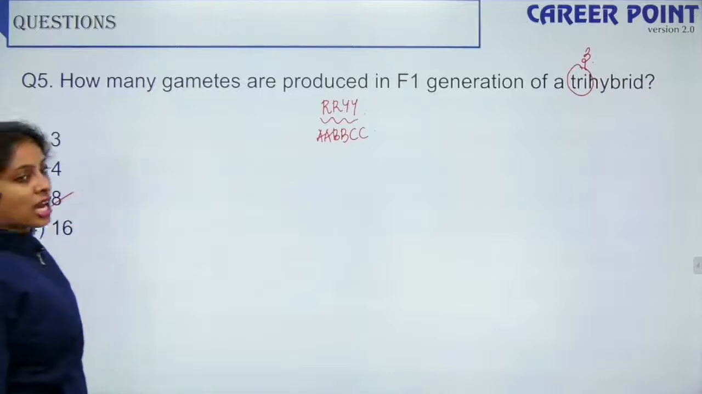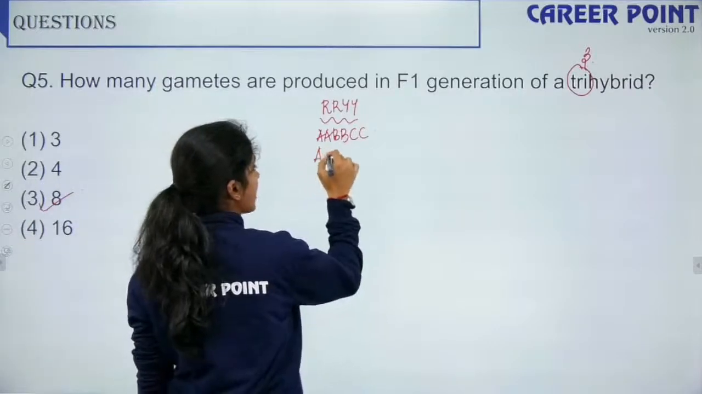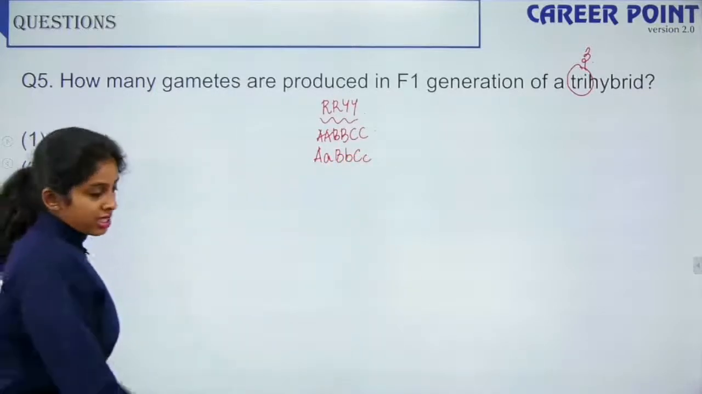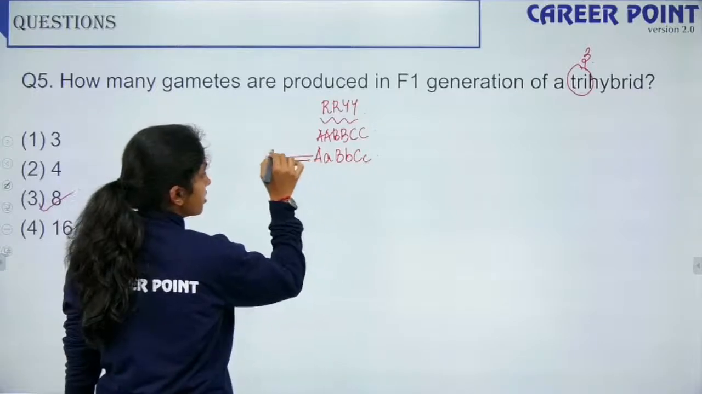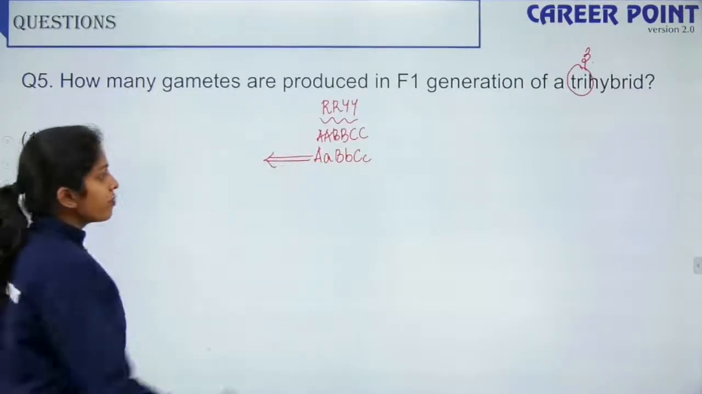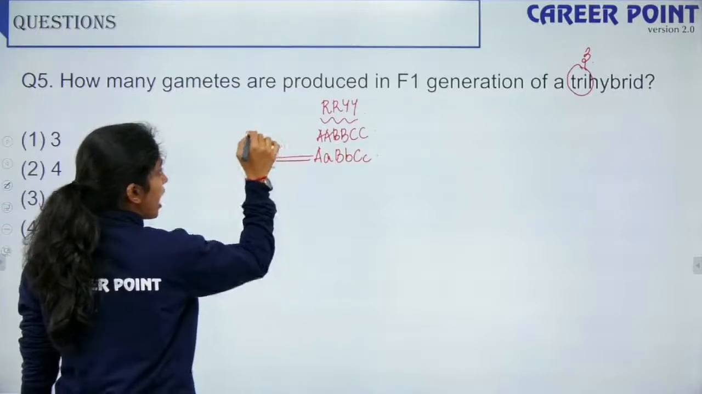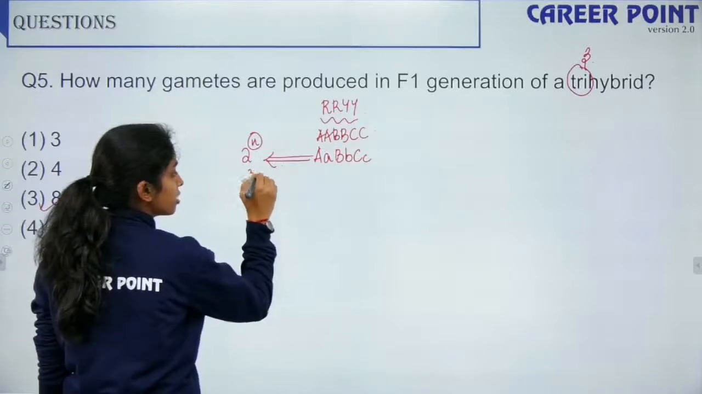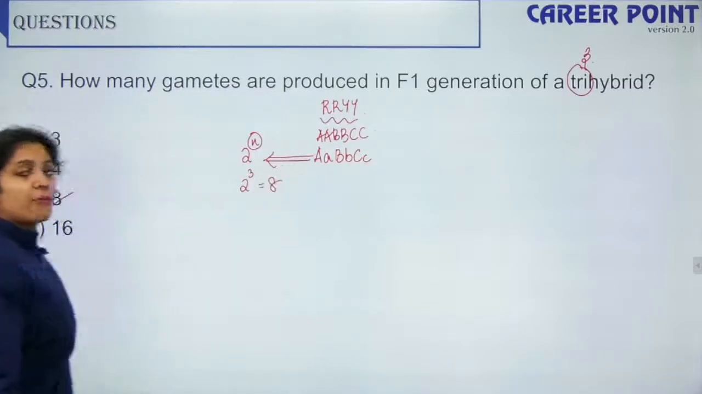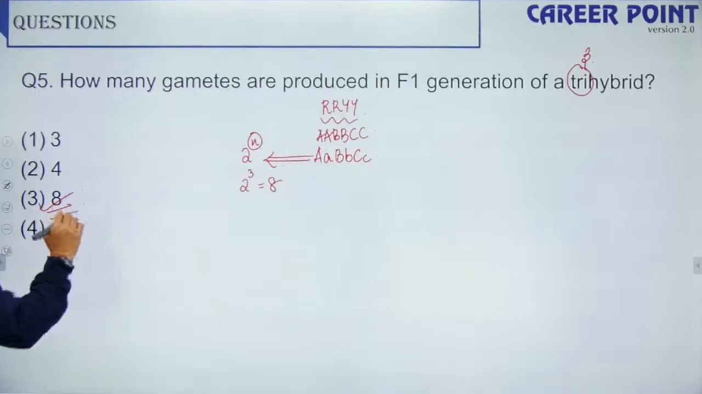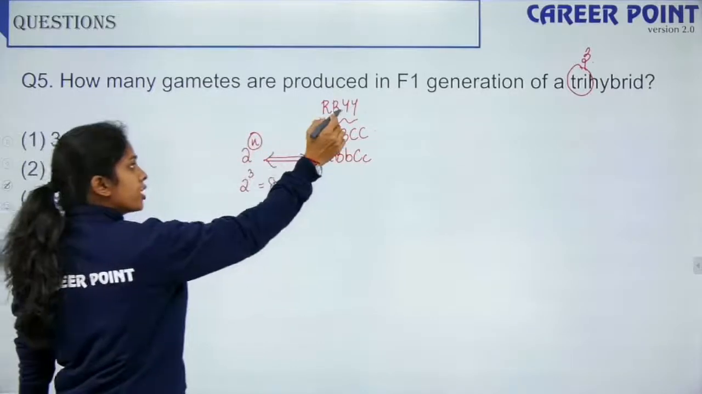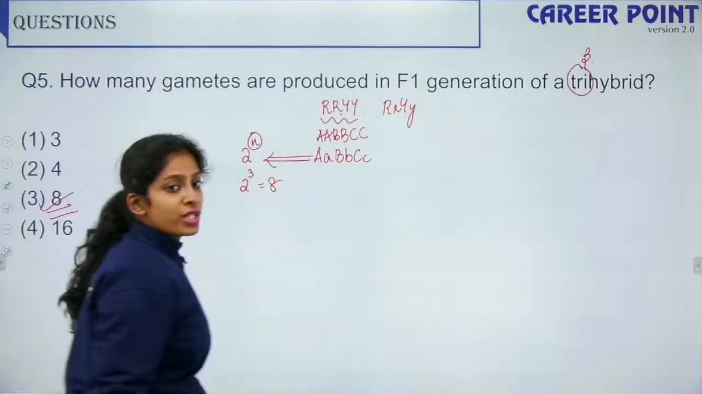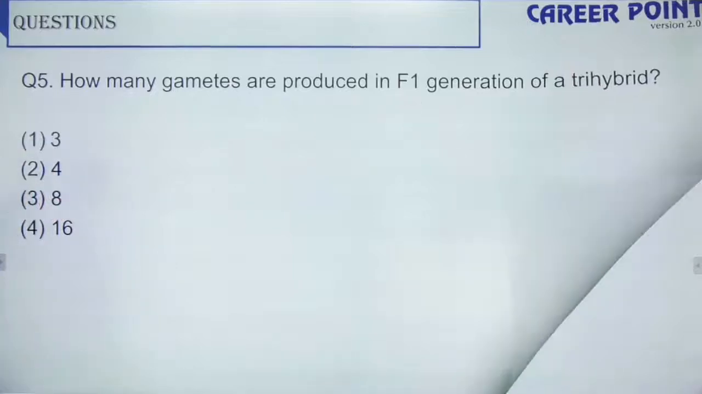So when I say a trihybrid, the trihybrid can be in the heterozygous condition as well. If it is in the heterozygous condition, whichever cross it is, the gametes will be 2 power n. Here n is the number of characters that you choose. The number of characters that we choose is 3. So 2 power 3 is 8. So the number of gametes in a trihybrid cross generally is 8. Here in the F1 generation of the dihybrid, we had 4 gametes, right? 2 power 2 is 4. Here 2 power 3, that is 8, right?